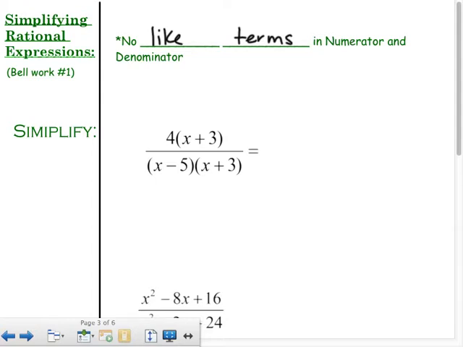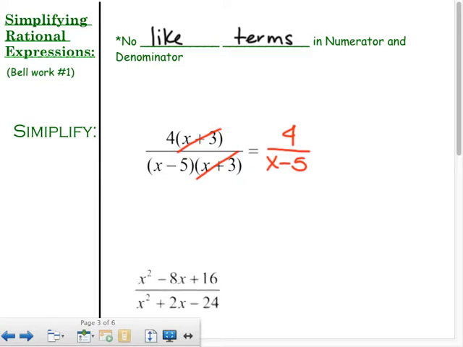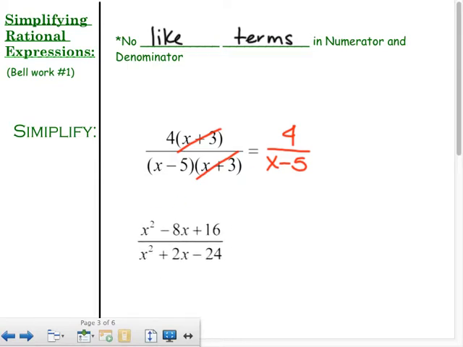So in the first example, 4 times x plus 3 over x minus 5 over x plus 3. Notice there's a common factor. X plus 3 is in the numerator and in the denominator. X plus 3 divided by x plus 3 is 1, so they just cancel out. So your answer is 4 over x minus 5. So that's an example where it's already factored for you.